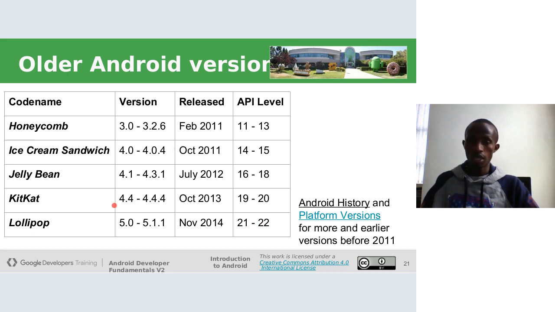But like I was saying, as a developer, what you'll be looking at mostly is the API levels. So if you develop your application using API 21 or 22, that means the devices that will be able to run your application must be at least Android 5 and above.